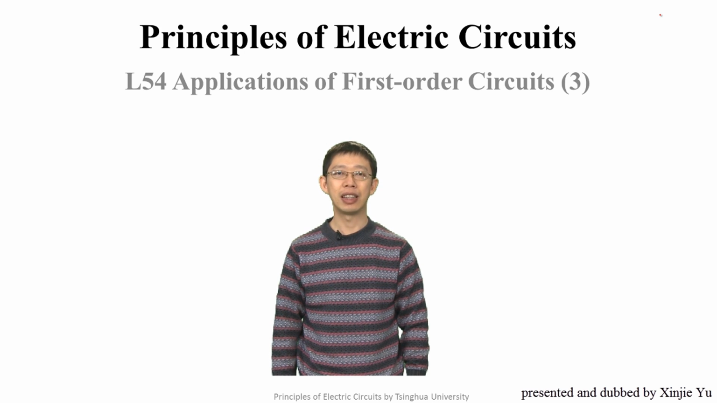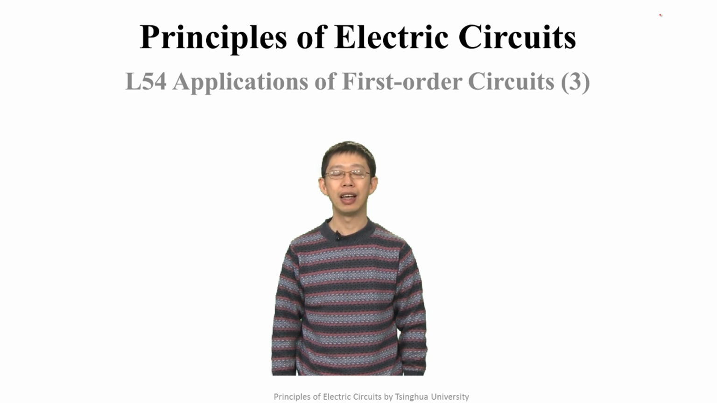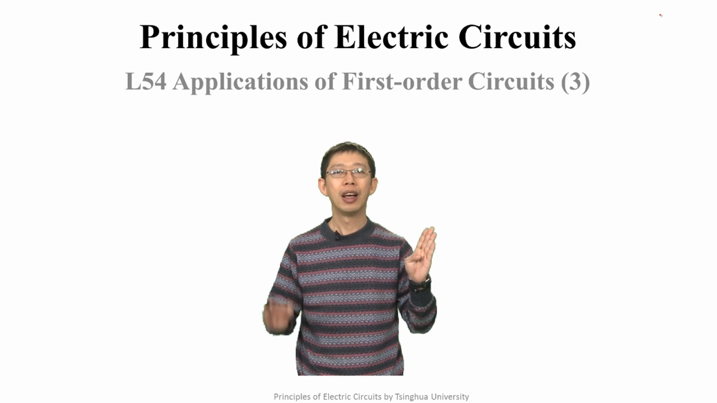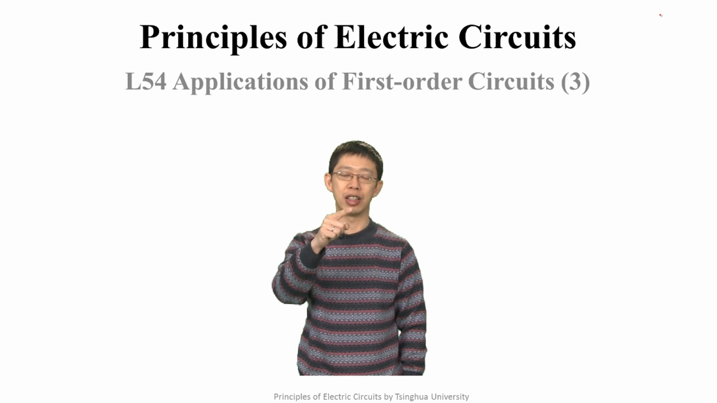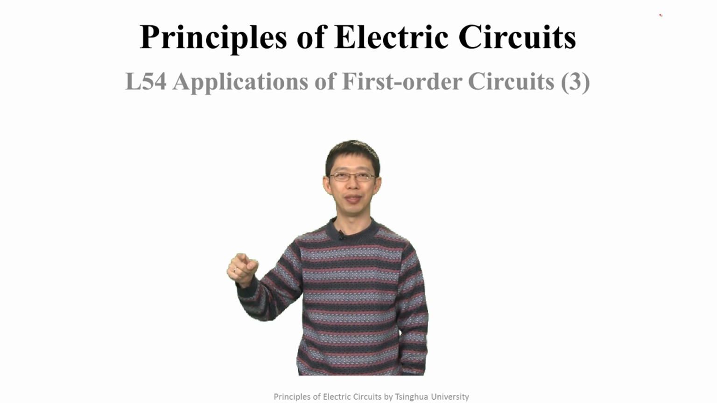The previous two lectures introduced the applications of first-order circuits in signal processing. In this lecture, we will introduce the application of energy processing, that is, rectification and chopping. You will be surprised to see that we can easily change the form of energy with a switch and an energy processing unit. For example, change 12 volts DC into 5 volts DC.